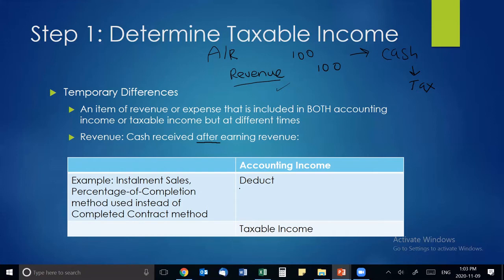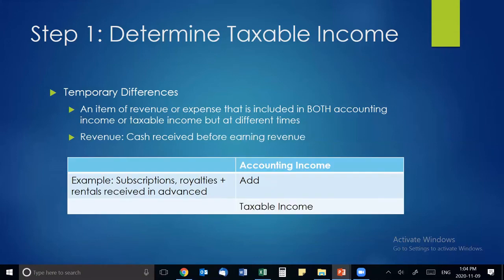So right now what we have to do is we have to deduct this out of accounting income in order to get taxable income, because you're not allowed to record this for taxable income until you've received the cash, but it's already been recorded in the revenue for accounting purposes. Okay, so any instance where cash is received after earning the revenue, we have to deduct that amount in order to get our taxable income.